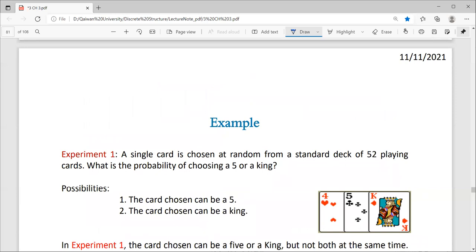Here you have an example. It's about mutually exclusive and non-mutually exclusive events. A single card is chosen at random from a standard deck of 52 playing cards. What's the probability of choosing a 5 or a king? There is no common between 5 and king.